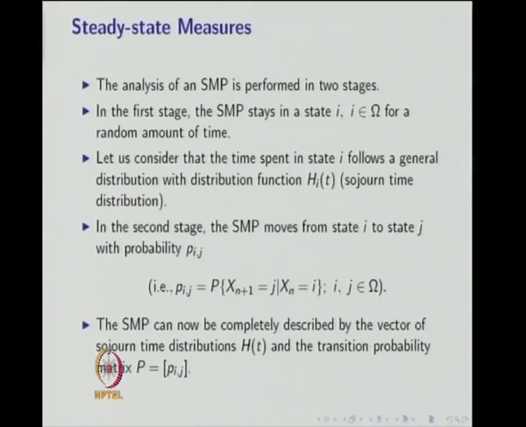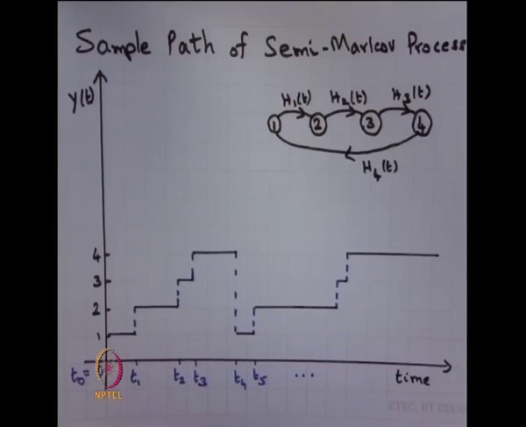Now, we are going to discuss the steady state measures of the semi-Markov process. The analysis of a semi-Markov process is performed in two stages. In the first stage, the semi-Markov process stays in a state i for some random amount of time. For example, in the sample path of a semi-Markov process, in this model we have a 4-state semi-Markov process. So, in each state the system stays a random amount of time.